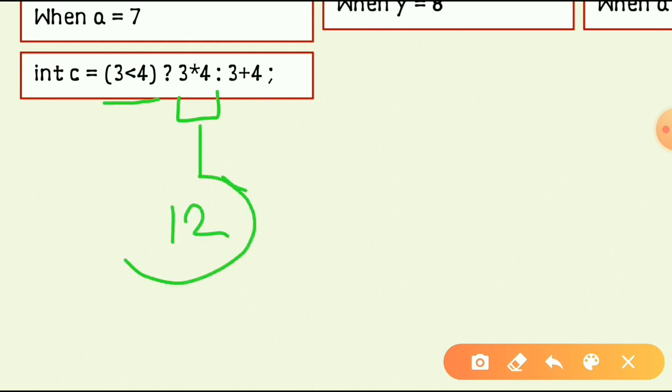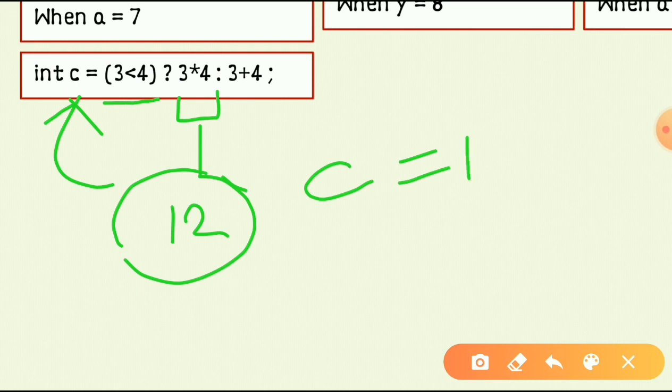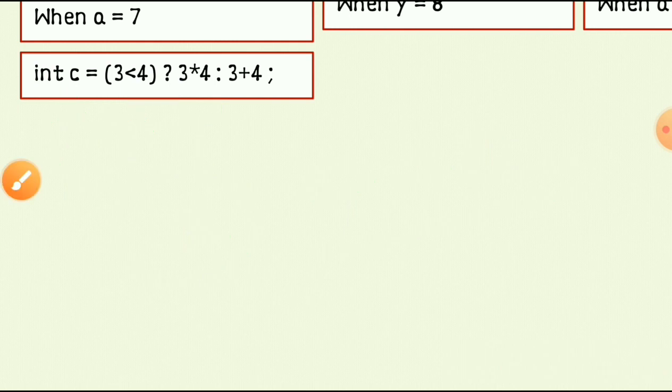Now this 12 will be assigned to your C. So for this expression you are having the output as C equals 12, because the condition, that is 3 less than 4, is true. That is why you will be getting 12 as an answer.